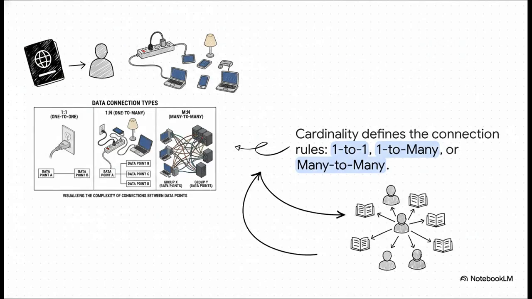Relationships also have rules, and this concept is called cardinality. It basically defines how many of one thing can relate to another. It could be one-to-one, like one person has one passport. Or it could be one-to-many, like one professor teaches many students. Or even many-to-many, like many students can enroll in many different courses.